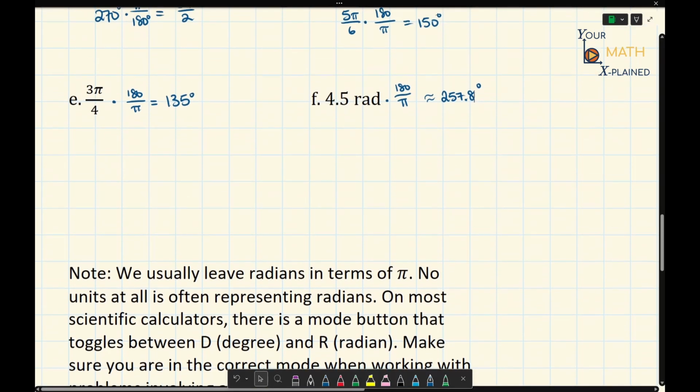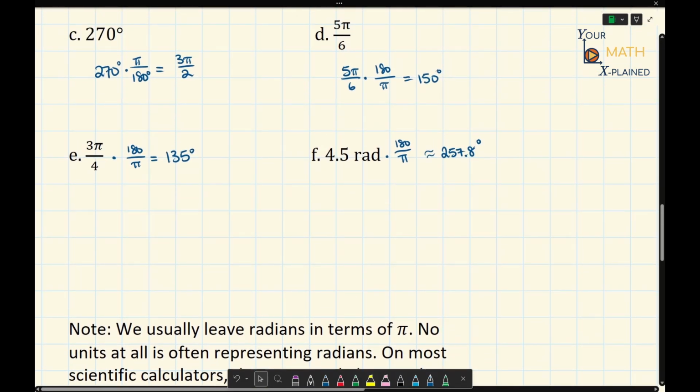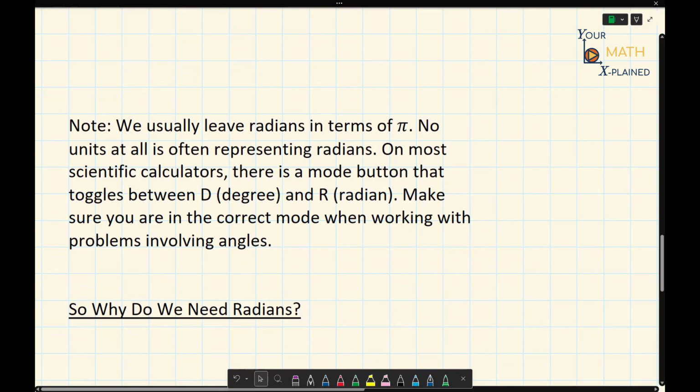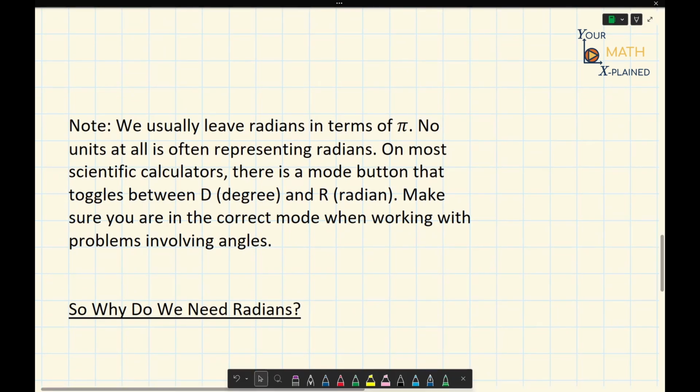And notice how in our examples above, for degrees, we had this little circle here. But for radians, there's no units. So this means that if you don't see a unit on an angle, it means it's in radians. And then on most scientific calculators, there's a mode button that toggles between degrees and radians, usually denoted by the letter D and the letter R. It's very important to make sure that you're in the correct mode when working with problems involving angles, because if you're in the wrong mode, your answer will be completely off.